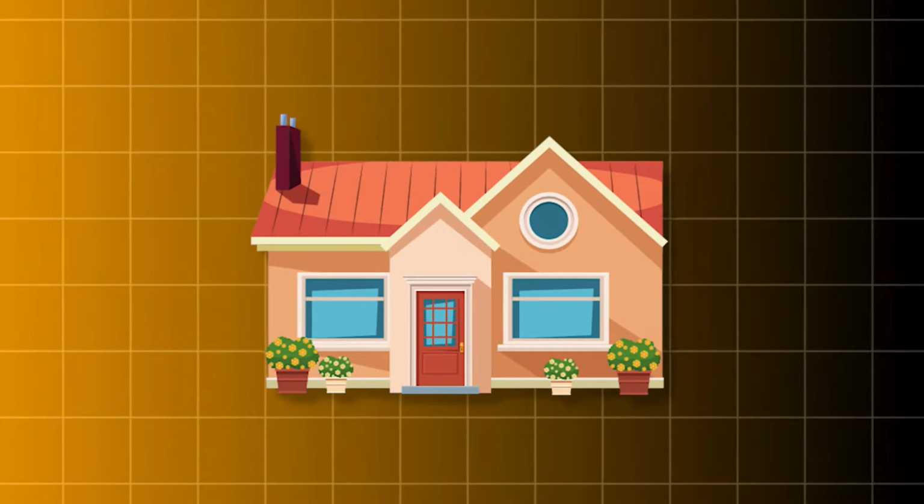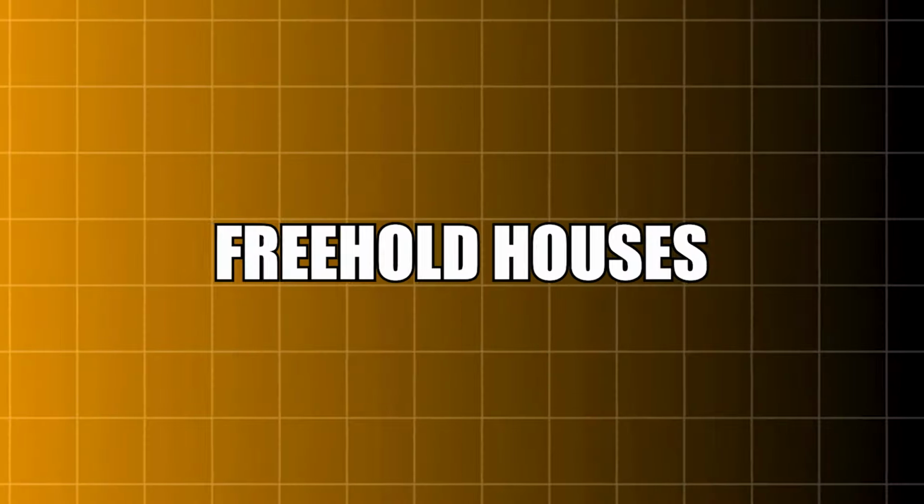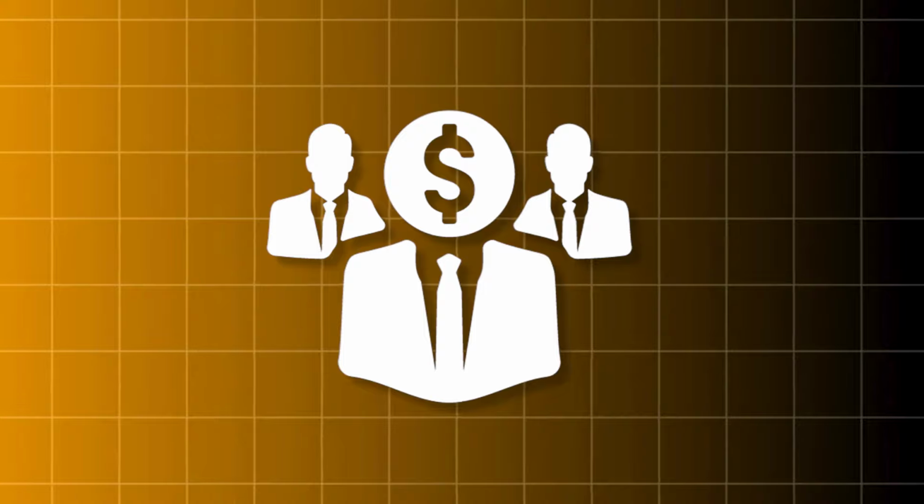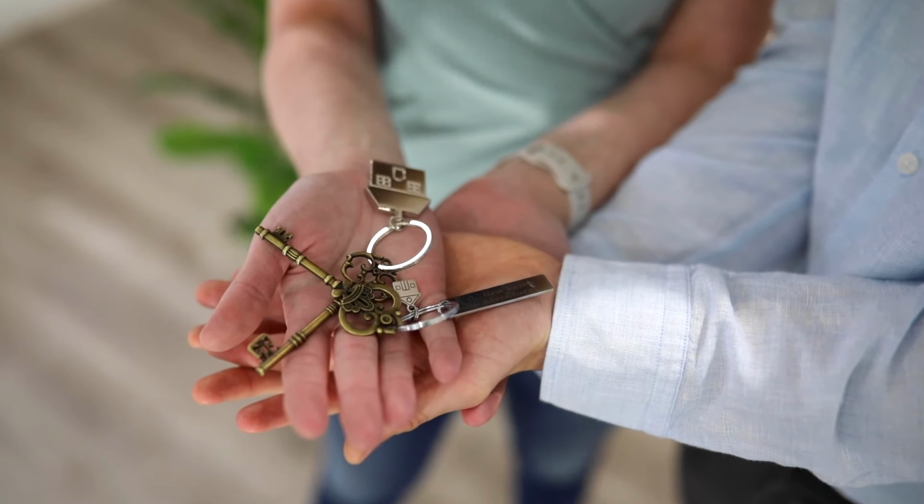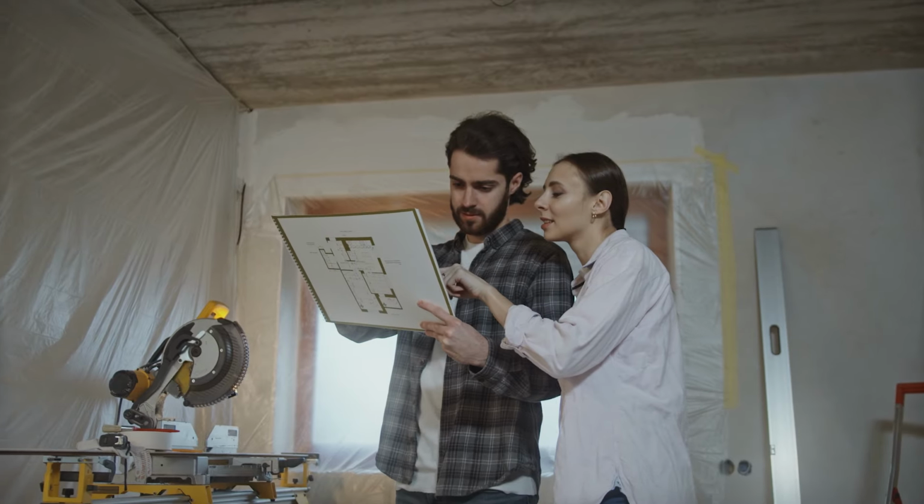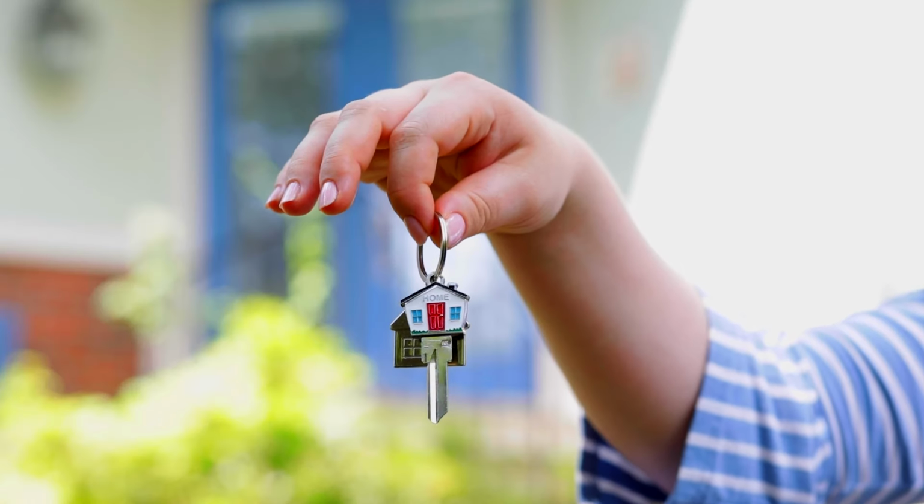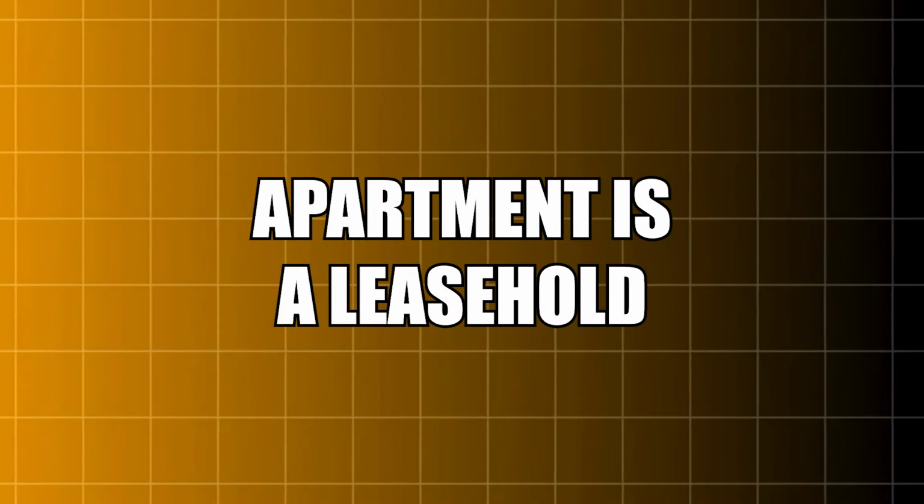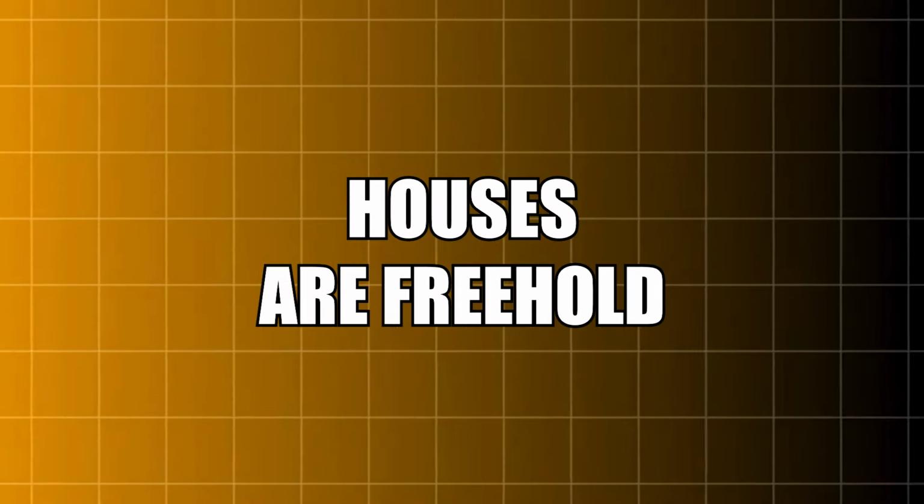Whereas if we're looking at houses, most houses are freehold houses. Freehold houses are houses where the investor owns the land as well as the property that sits on the land. So in essence, they have full control of that property and they can do whatever they want with that property without any consultation with a freeholder, because they are the freeholder and the owner of the property. So in essence, an apartment is a leasehold and houses are freehold.